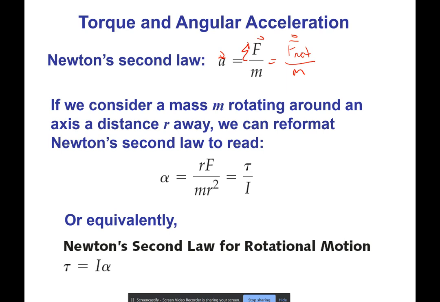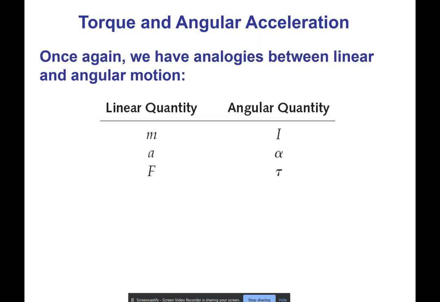That formula is not on your formula chart. So that is either something you would have to sit there and derive, or I would put it on your one pager. So again, linear versions are mass, a for acceleration, F for force, then you get I for moment of inertia, alpha for angular acceleration, and tau for torque, which is your rotational force.